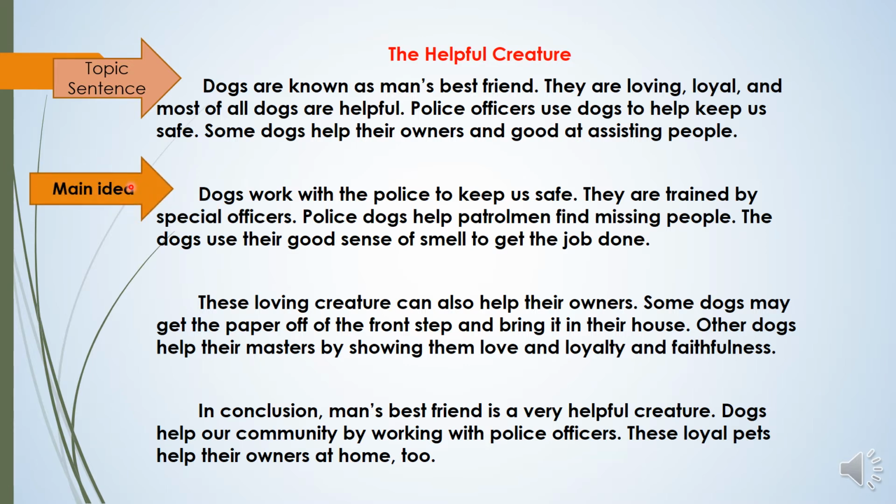They are trained by special officers. Police dogs help patrolmen find missing people. The dogs use their good sense of smell to get the job done. So these are details that talk more about the main idea, or that support the main idea of the second paragraph. In the second body paragraph, these loving creatures can also help their owners. So this is the main idea of the second body paragraph.